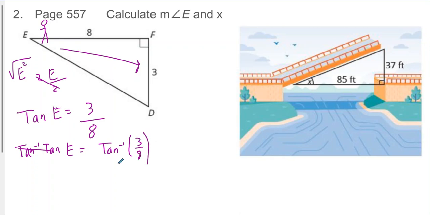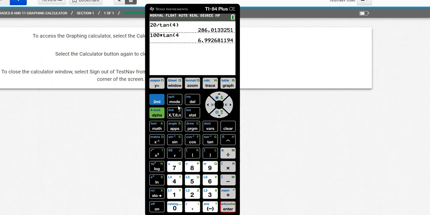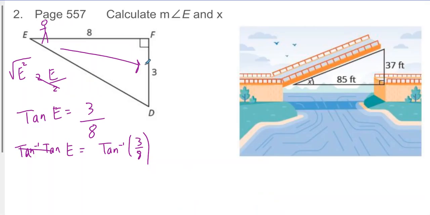This whole thing goes in my calculator. So to get to inverse tan, I have to hit second, the tan button. Second makes it go to the blue button. And I do 3 over 8, hit enter, and that's 20.55 degrees. So E equals 20.55, we'll round to the nearest tenth, 20.6 degrees.